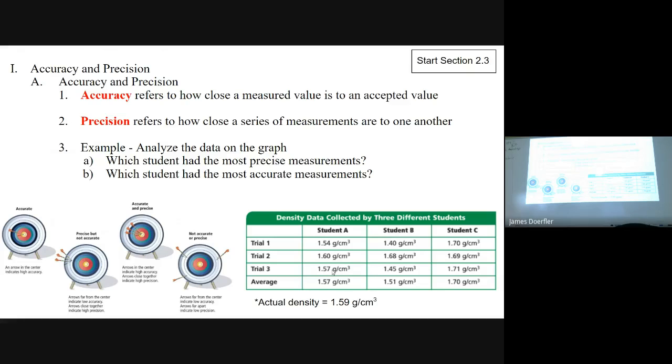So that's why a lot of times when we're talking about accuracy and precision, we like to use targets, okay? Where the bullseye is the accepted value, all right? Precision refers to how close a series of measurements are to one another. So in science, this has probably been preached to you numerous times: when you run an experiment, you don't really just run one trial.